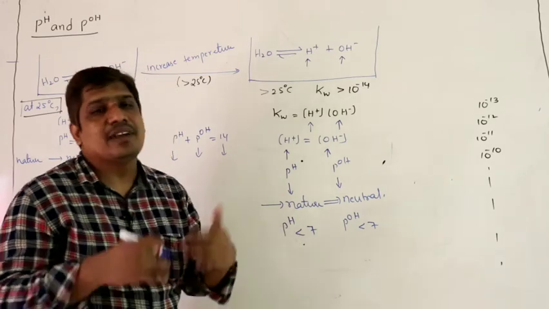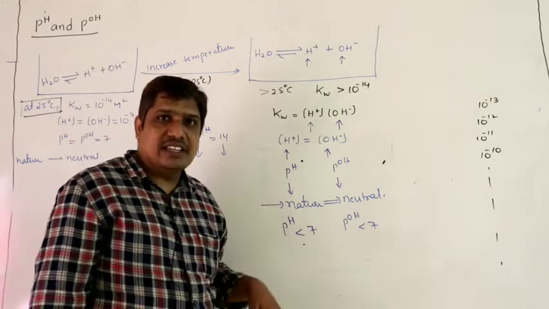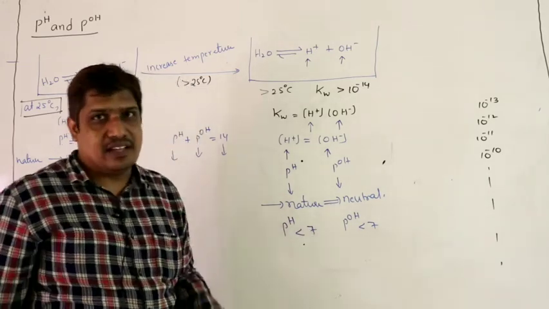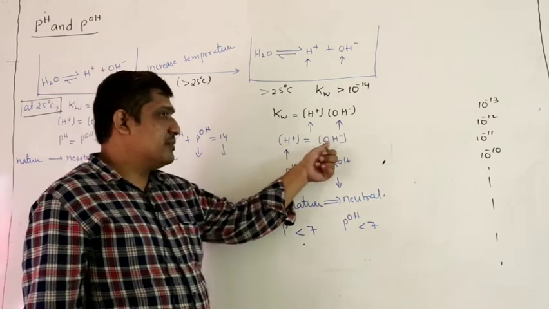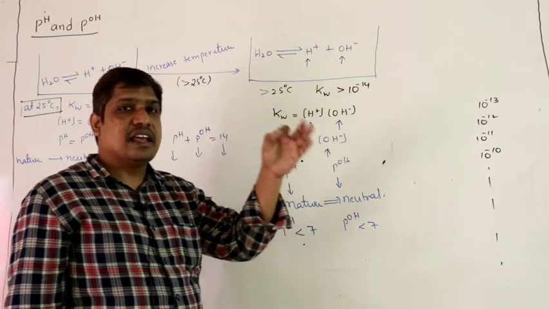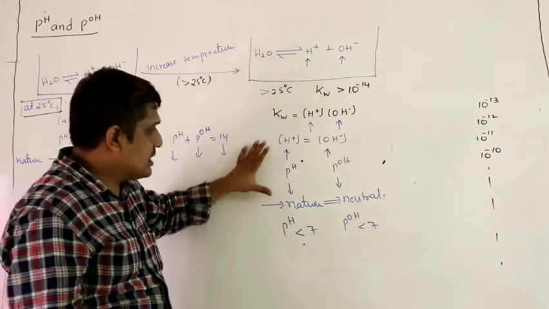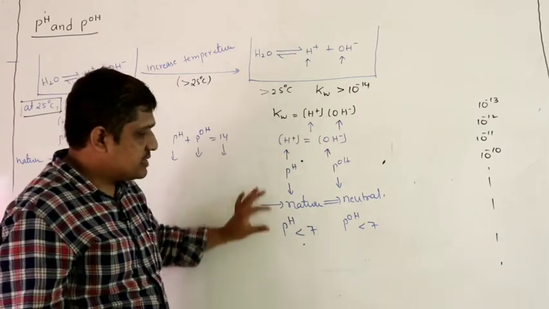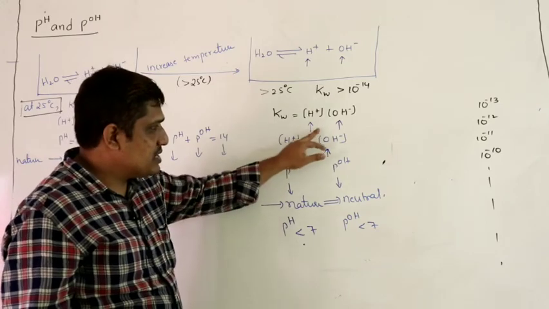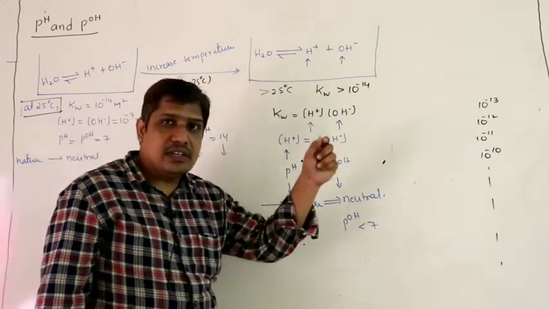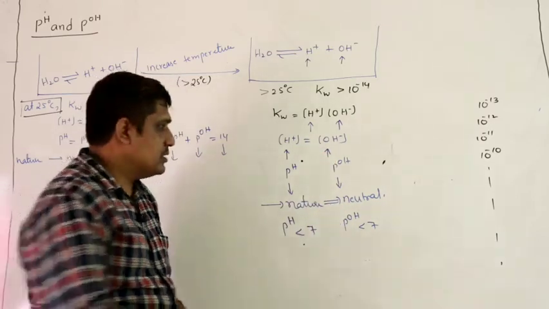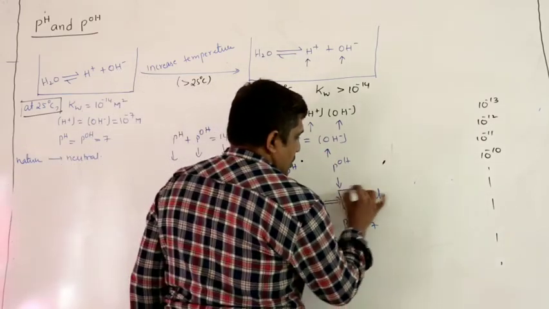It does not mean that it becomes acidic. pOH also decreases. It does not mean that it becomes basic, because the increase in the number of H plus and the increase in the number of OH minus are exactly equal. Since they are inversely proportional, if H plus increases, pH will decrease. If OH minus ion increases, pOH will decrease. So both pH and pOH will keep on decreasing, but still the solution remains neutral.